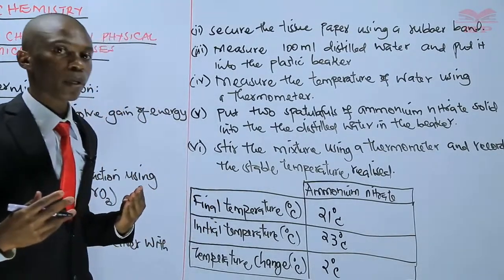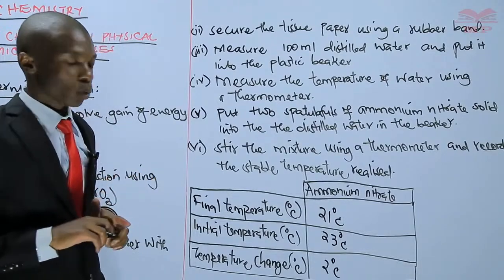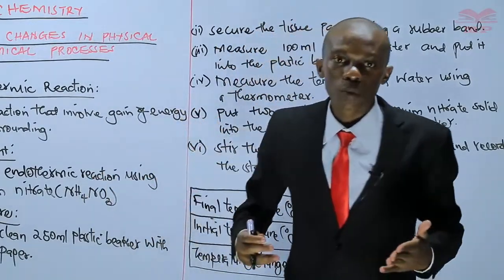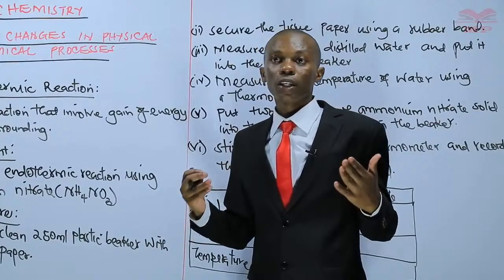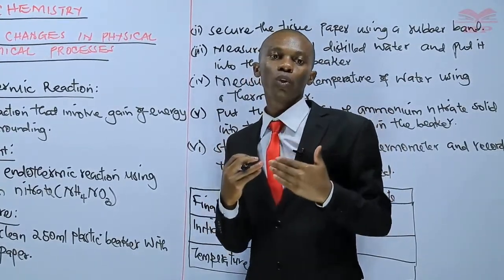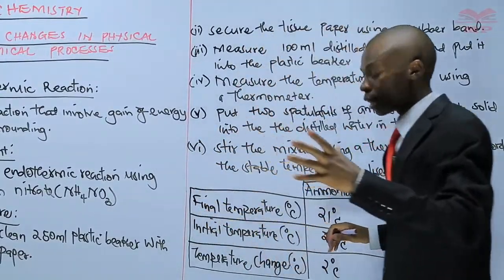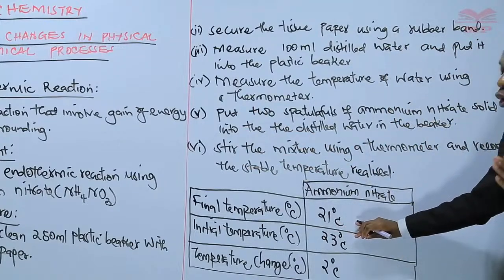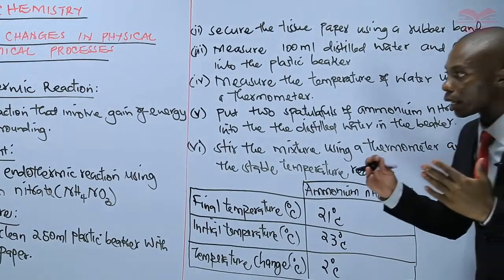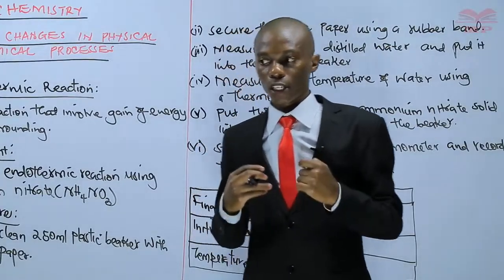That is the experiment to demonstrate an endothermic reaction. An endothermic reaction generally is a reaction which leads to gain of heat from the surrounding. Reactions like these gain heat from the surrounding. Without heat, they cannot take place. That's why they have to gain heat from the surrounding, and that's why the final temperature is lower than the initial temperature.